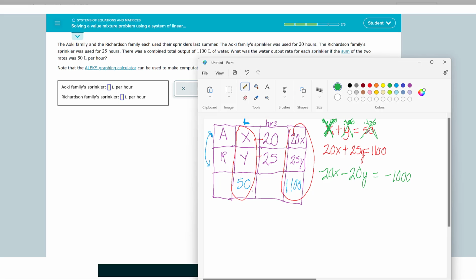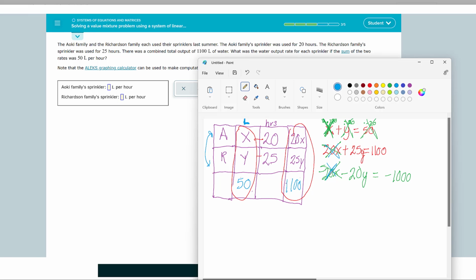Now you're going to be left with negative 20x minus 20y equals negative 1,000. And you still have your second equation, of course, that 20x plus 25y equals 1,100. But guess what you can do now? You can get rid of that 20x, because 20x minus negative 20x is going to be 0. So you can, boom, get rid of that. That's gone. And that's going to actually be our next color here. So you can go ahead and get rid of that.